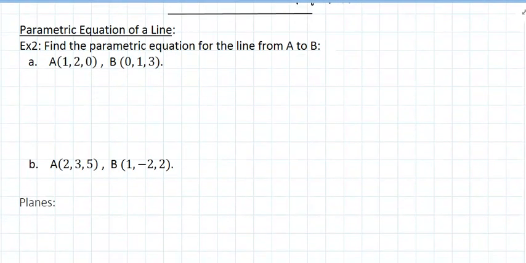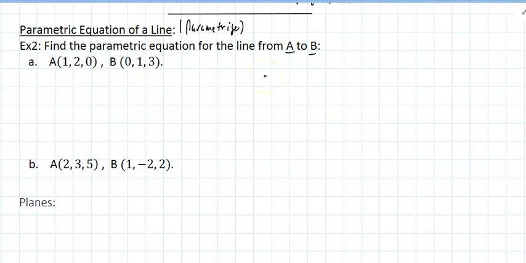Next up, I do want to take direction into account. Find a parametric equation of a line. I need it to run from A to B. They also write "parameterize this line." That means give me direction. This one I'm going to show you with a graph.